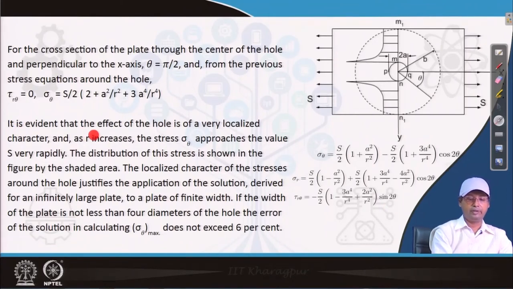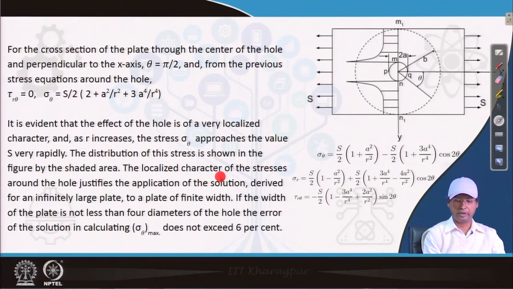It is evident that the effect of the hole is of a very localized character, and as r increases, or say in this line, if we go further to find out sigma theta, the stress sigma theta approaches the value S very rapidly. Since it is fourth order and second order in terms of the a and r ratio, definitely it is supposed to come to 0 very, very quickly. So, that is what is said mathematically. If you plot, it gives this type of profile.